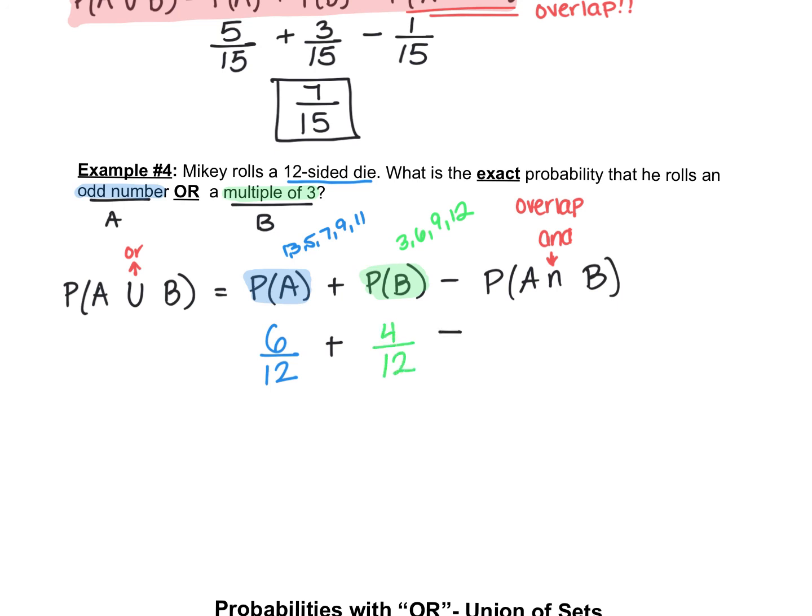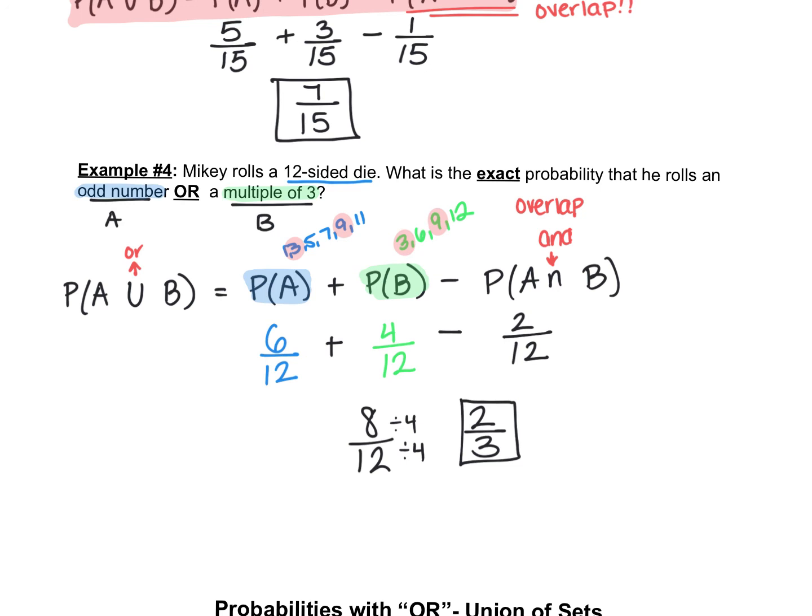And we want to subtract off anything that we've added twice, or any overlap. It looks as though the only overlap we have is 3 and 9. So there are 2 numbers that are both an odd number and a multiple of 3. We have to make sure we subtract that off, so we subtract 2 out of 12. If we add 6 and 4, we get 10. 10 minus 2, we get 8. So 8 out of 12 would be my final answer, which you can reduce by dividing top and bottom by 4. By doing that, you'll get 2 out of 3.